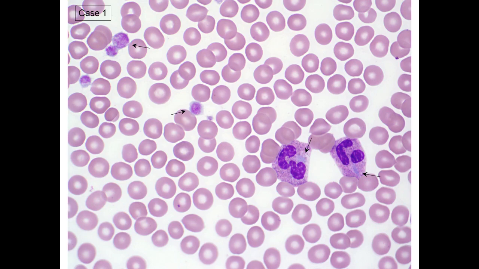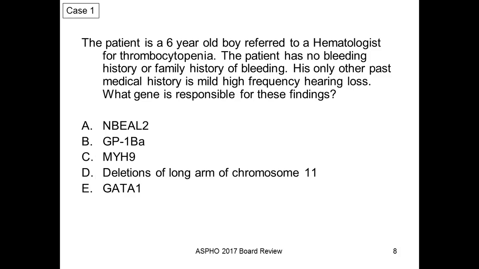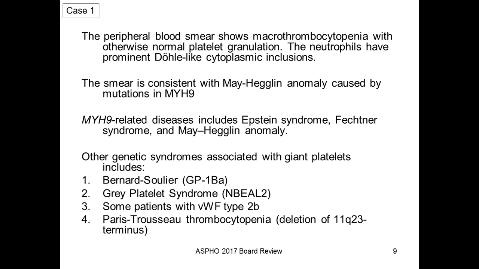And so here's the peripheral smear again with arrows pointing to some interesting findings. And you've already seen a case of this just before lunch. So it becomes fairly easy to identify this as a case with MYH9 mutations. This peripheral blood smear shows macrothrombocytopenia. It has otherwise normal platelet granulation, and the neutrophils have these prominent Döhle-like cytoplasmic inclusions.